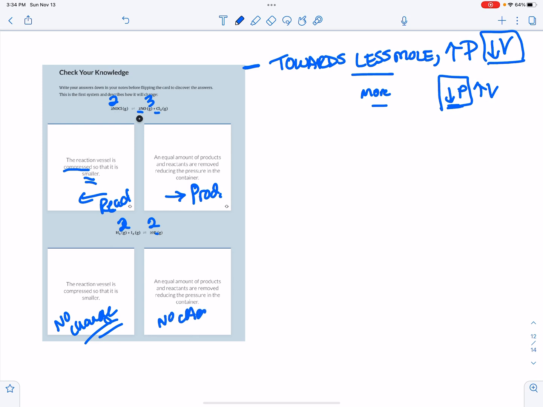So it's really important to actually see that there is a difference in the moles before you try to do any predictions with it, because if you're trying to shift around pressure and volume, but it's the same number of moles on both sides, nothing's going to happen.